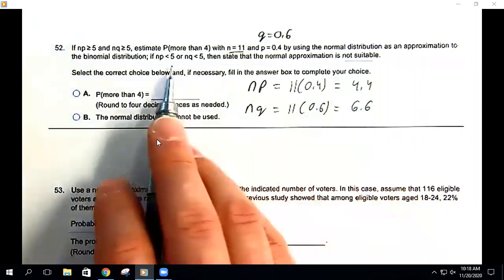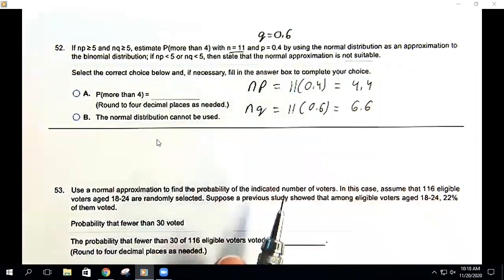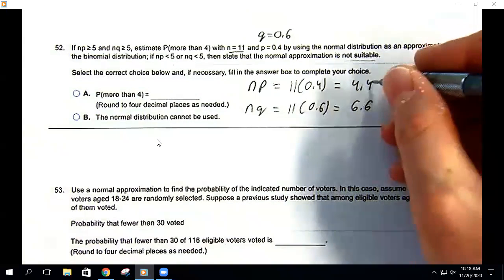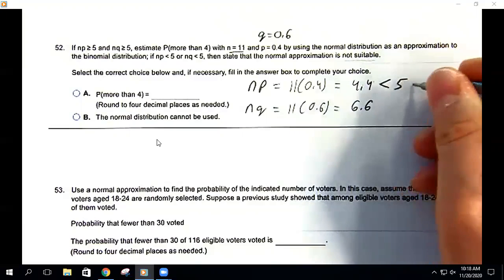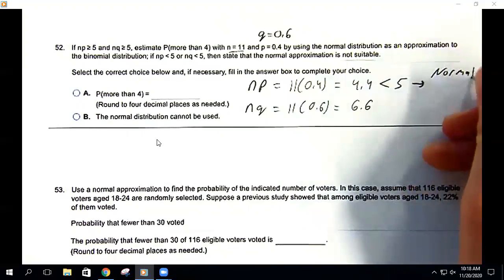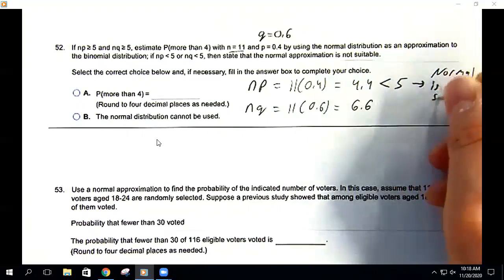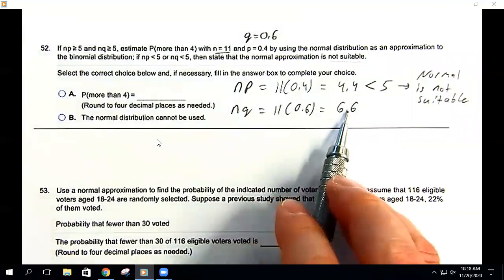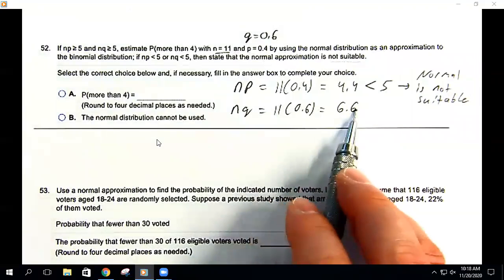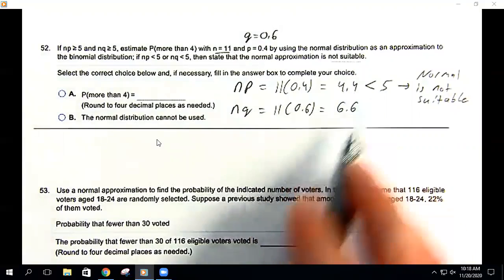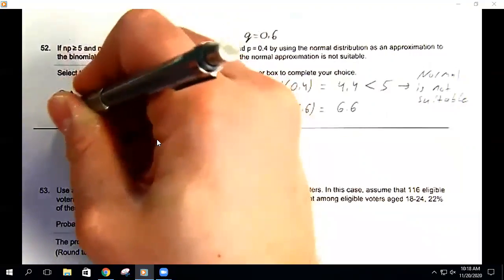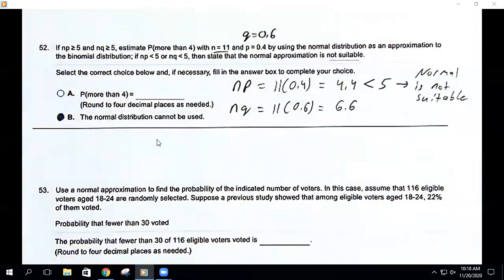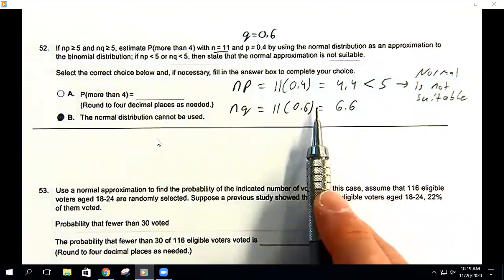Now, we want both those numbers to be bigger than 5. If either one is not, then we have a problem. So we see that 4.4 is less than 5. So that's going to tell us the normal is not suitable. The second one, even though it is bigger than 5, we're not going to be able to use it because one of them was less than 5. So the normal distribution cannot be used in this problem. It's basically saying the problem size is too small.